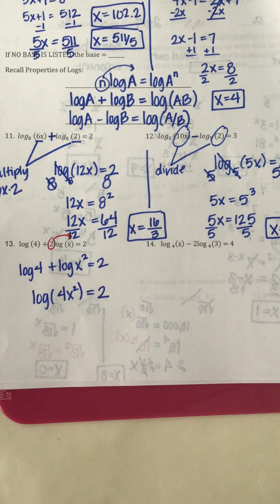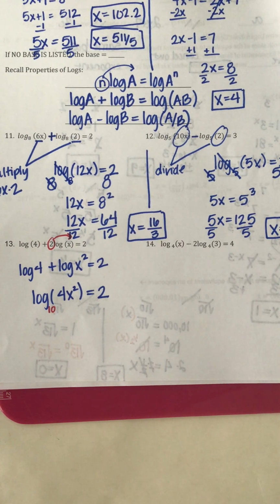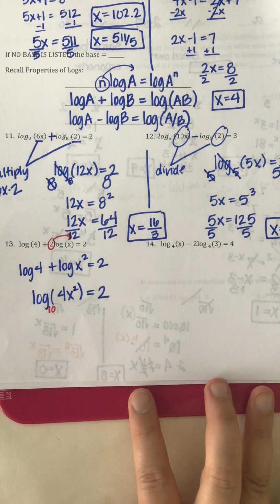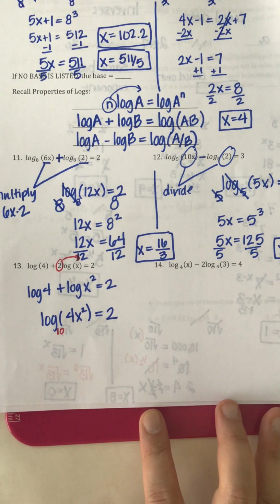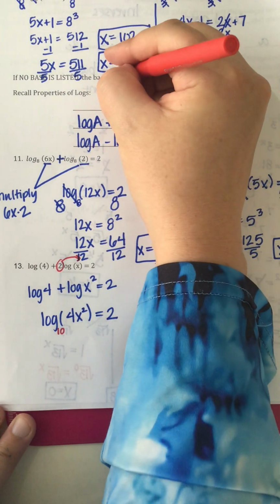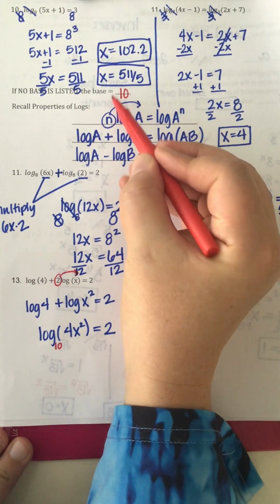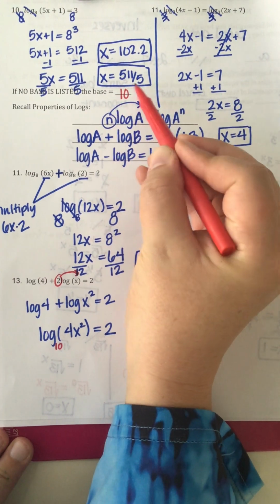Now, I forgot to tell you this, but if your base is ever missing, so like for this one, do you see how it just says log and that's it? Anytime that happens, it's an understood 10. So there actually is a blank up here at the top of the page if you want to go in and fill it in. It says, if no base is listed, the base equals 10. And that's because we're in a base 10 number system. So put that right there.